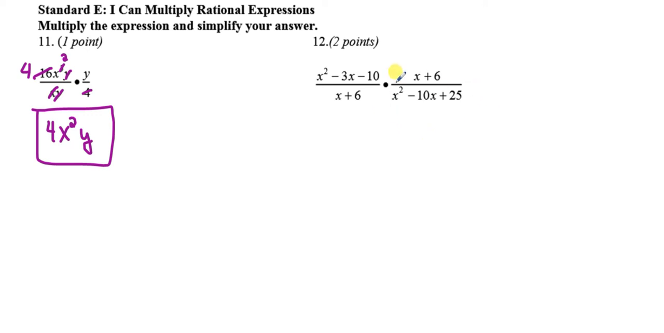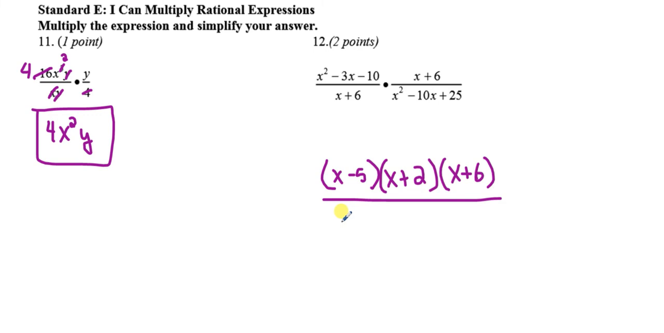Multiplying, so this is just the same as the problems up above. It's just that we have more terms. Two numbers that multiply to negative 10, x minus 5, x plus 2, and everything's getting multiplied together, so we have an x plus 6. And we'll be able to get rid of quite a bit of stuff here. We have an x plus 6, so we can see we can get rid of that. And if you can do this, then you're sitting in good shape.